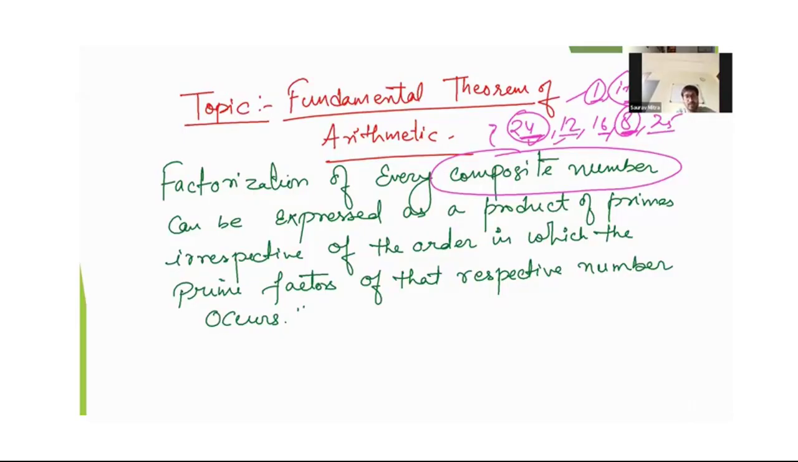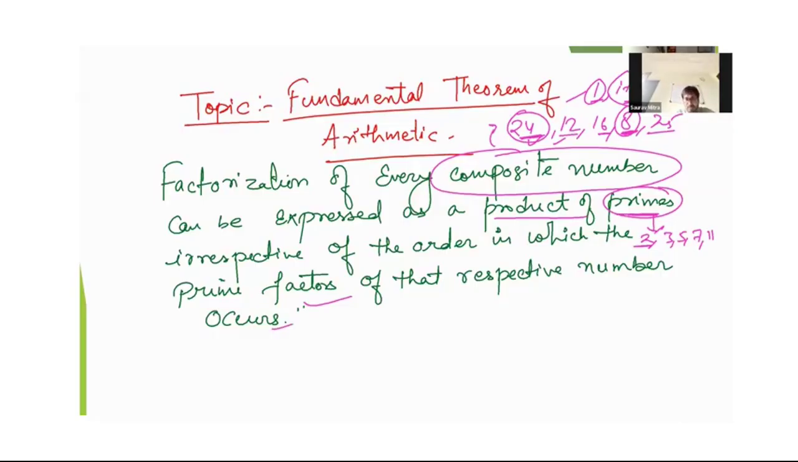So factorization of every composite number can be expressed as a product of primes. Now what are prime numbers? Prime numbers have only two factors, the number itself and one. Similarly, for 2, 3, 5, 7, 11: the factors of 2 are 1 and 2 only, of 3 are 1 and 3 only, of 5 are 1 and 5, of 7 are 1 and 7. Only two. In a composite number there are always more than two. Now, every composite number can be expressed as a product of primes, irrespective of the order in which the prime factors of that respective number occur.